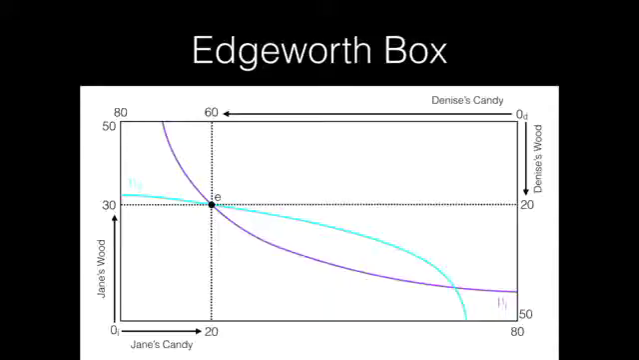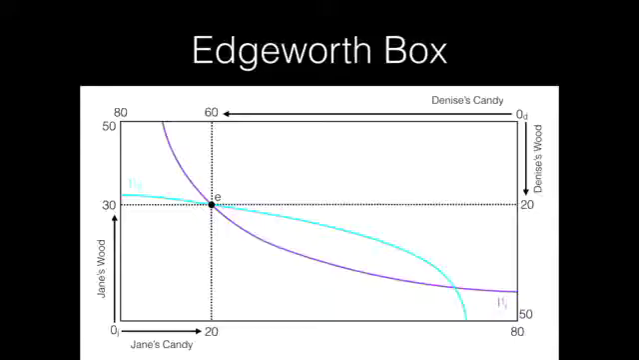That's the part that students have the most difficulty with, the fact that we've rotated the graph for Denise 180 degrees, and now her origin is in the upper right-hand side. So we're just representing both of these individuals at the same time with their indifference curves, and this Edgeworth box is just giving us a total allocation. So here's our initial point, the initial endowment between these two individuals.